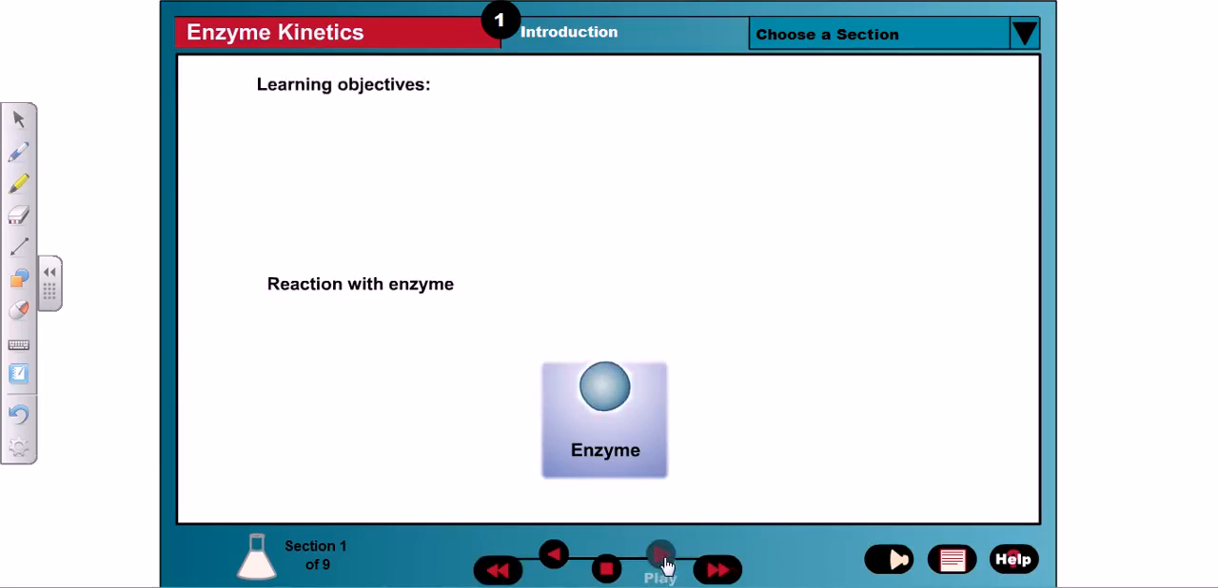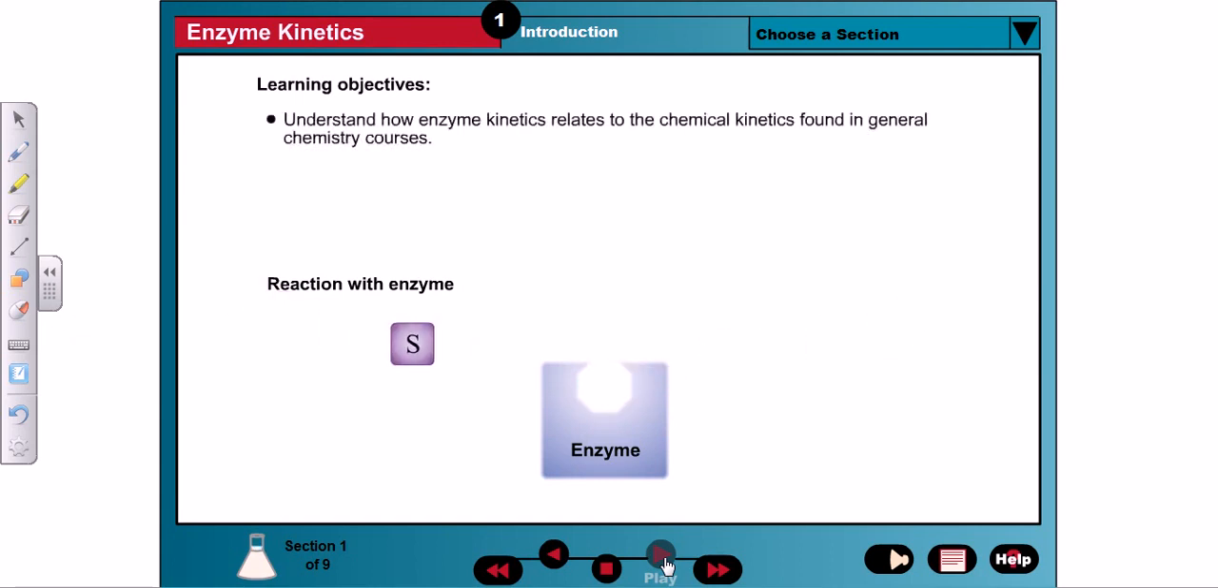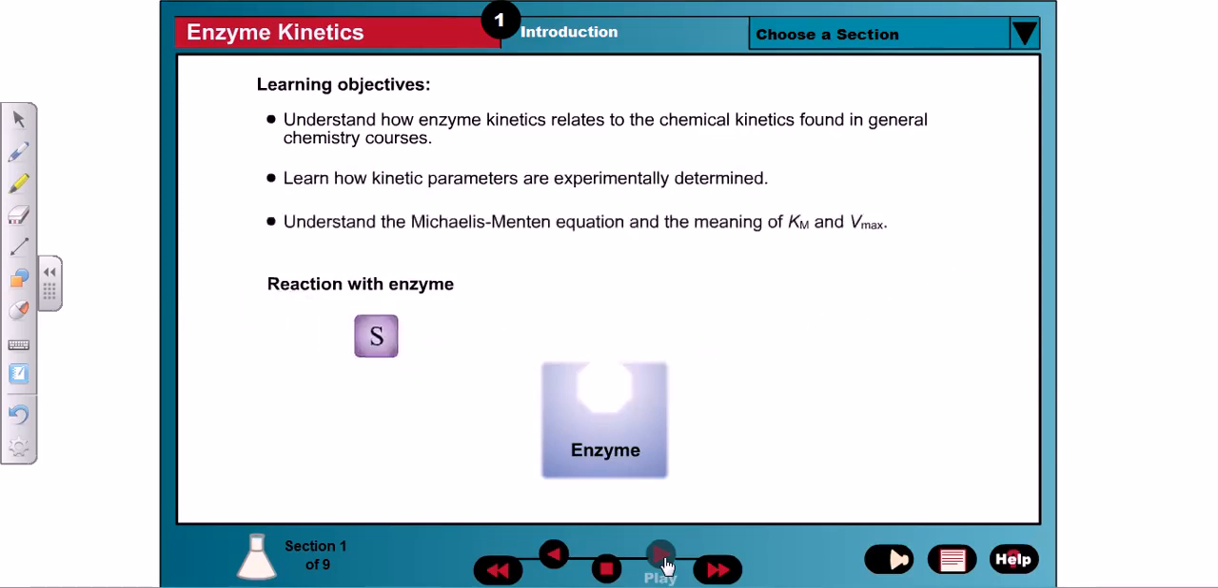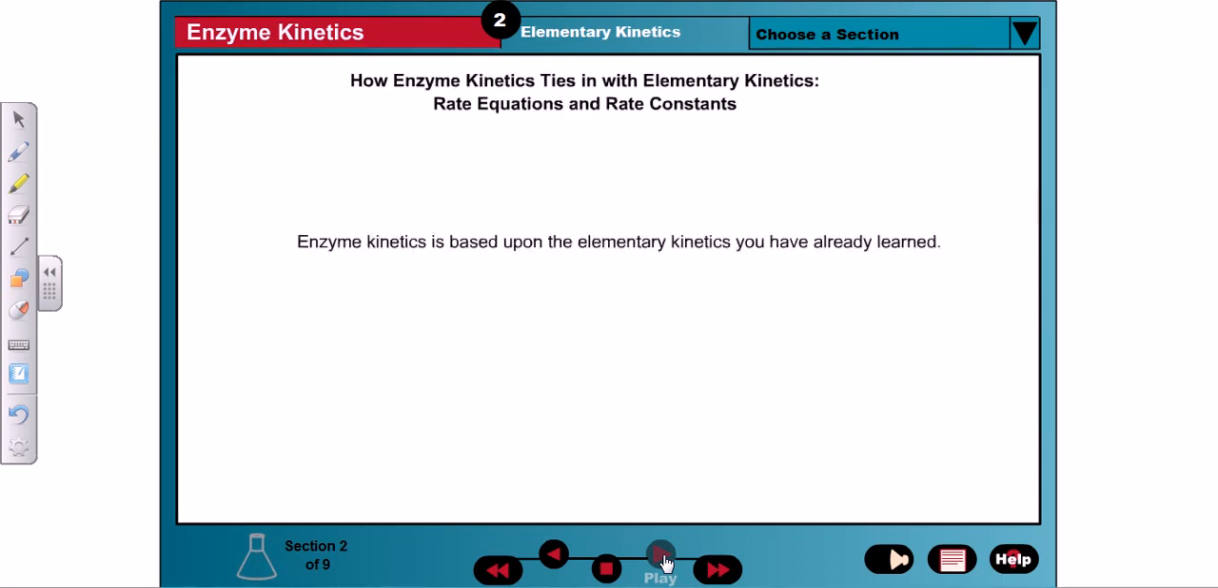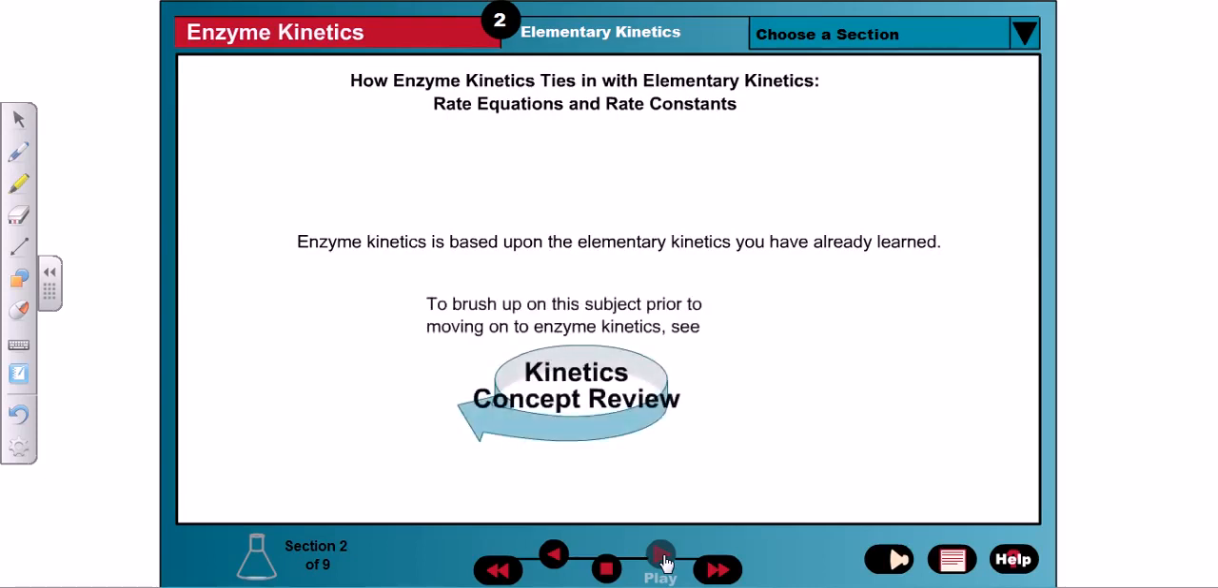The objectives for this exercise on enzyme kinetics are to comprehend how enzyme kinetics relates to the chemical kinetics presented in general chemistry courses, to understand how kinetic parameters are experimentally determined, and to learn about the Michaelis-Menten equation and the meaning of Km and Vmax. Our first objective for this exercise is to show how enzyme kinetics relates to the elementary kinetics you studied in general chemistry.